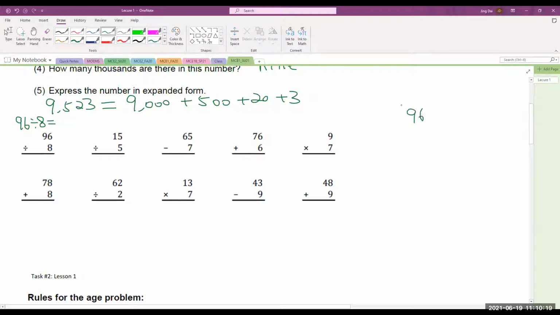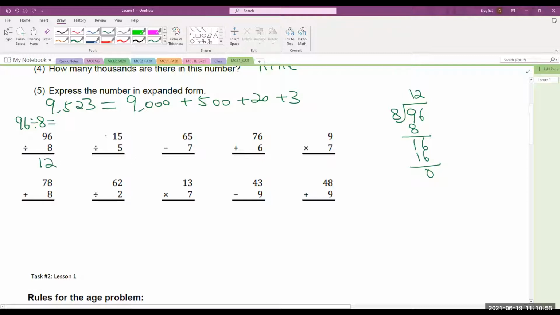So let's do it together. 96 divided by 8. It's 12. So how many eights are there in 9? It's just going to be 1 eight in 9, right? So on the tens place, we're going to write 1. 9 subtracted by 8, that's 1. So copy down what's in the ones place. 16. How many eights are there in 16? There are 2. So that would give you a clean division, no remainders. So the answer is 12.